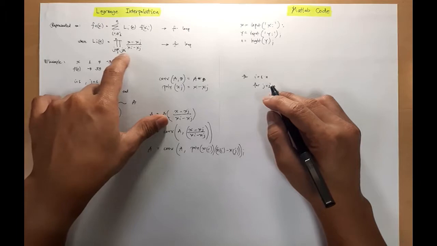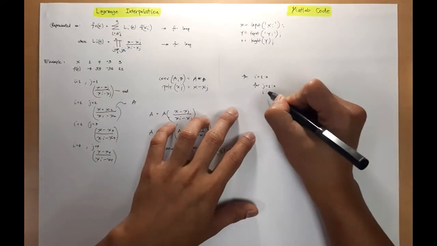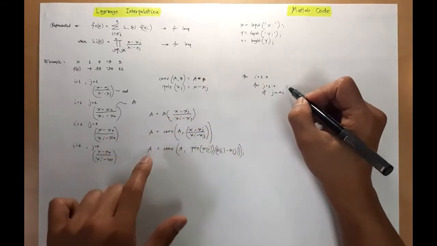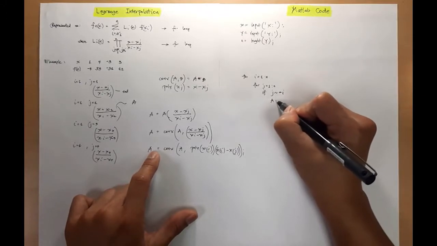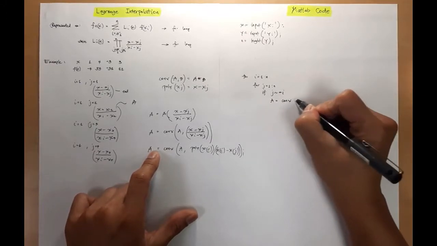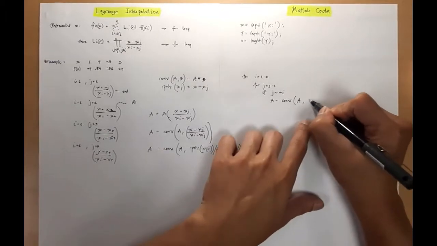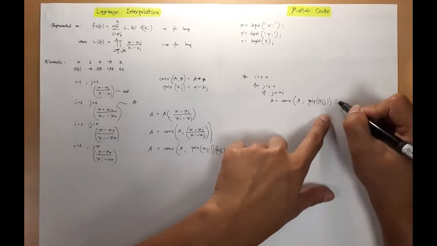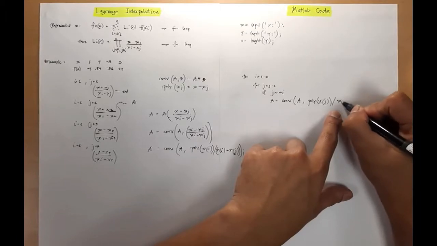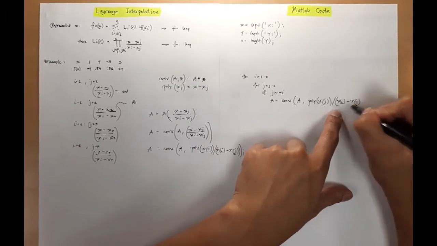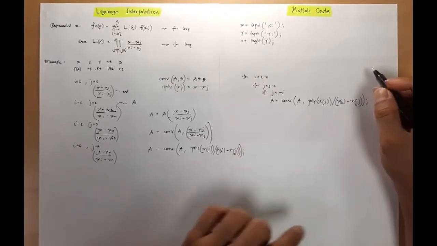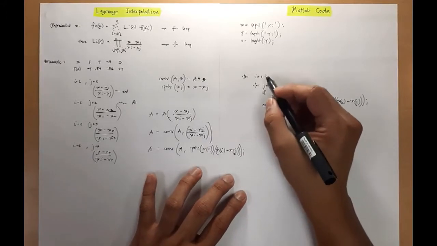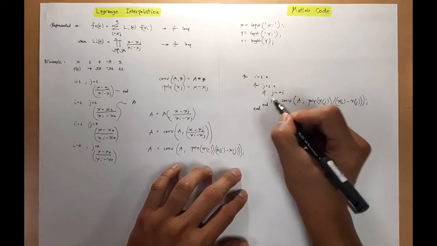Then take note that we have also another one. If j is not equal to i, then we evaluate this function. So we put another if statement, j is not equal to i, then we evaluate this iterative function: a equal to the product of a and poly xj all over xi minus xj. Then put end for the if closing, and we put another closing for this one.